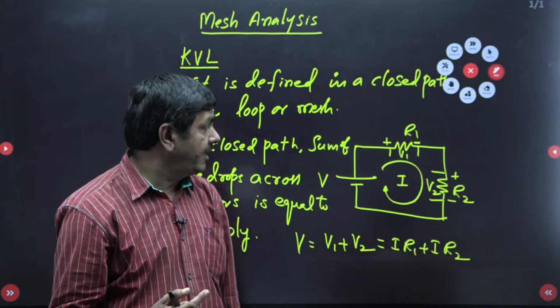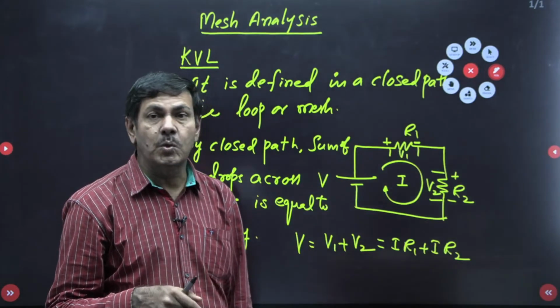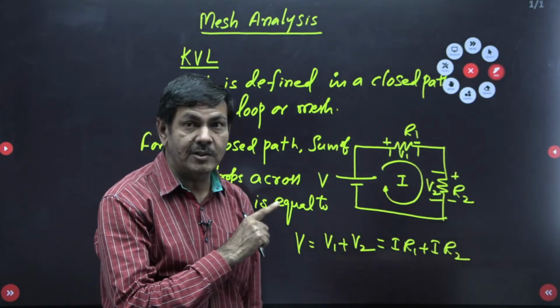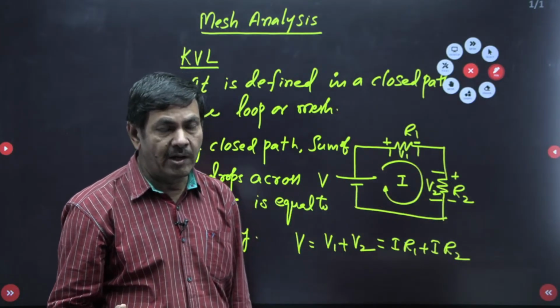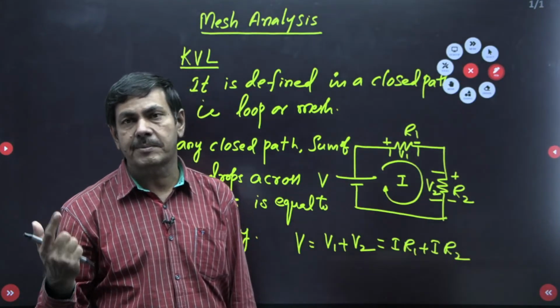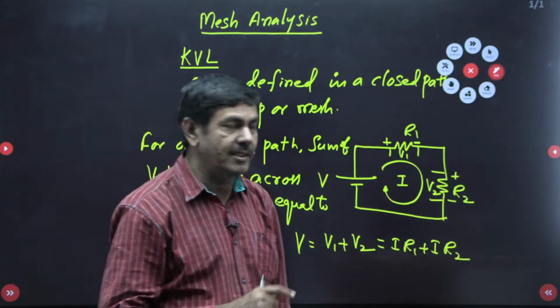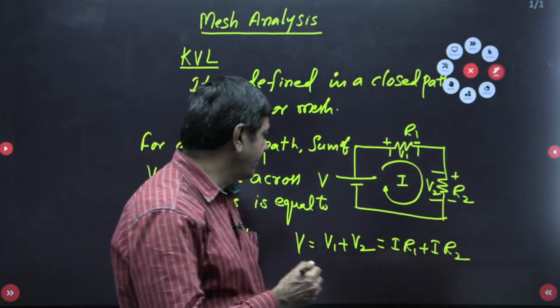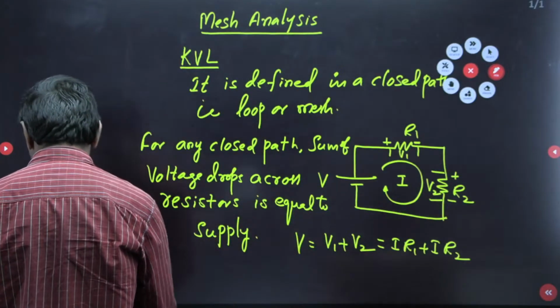Sir, you can have a doubt: in a closed path, do we need to have only resistors? No. Even if you have taken one as a resistor, one as an inductor, and the third as a capacitor, it is acceptable. It doesn't matter. Any element, RLC, you can use. Understand my point? That point is very important. Next.